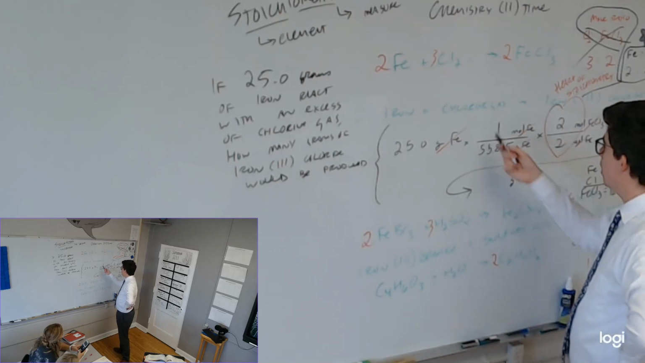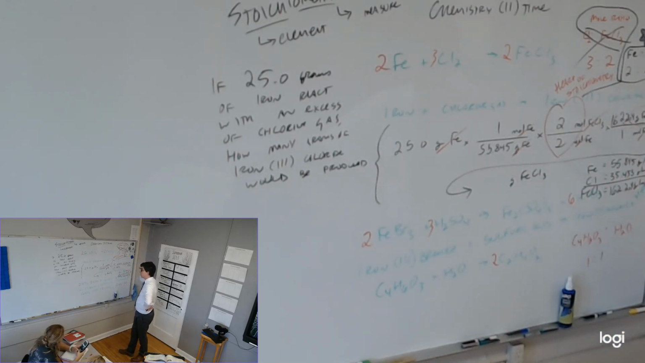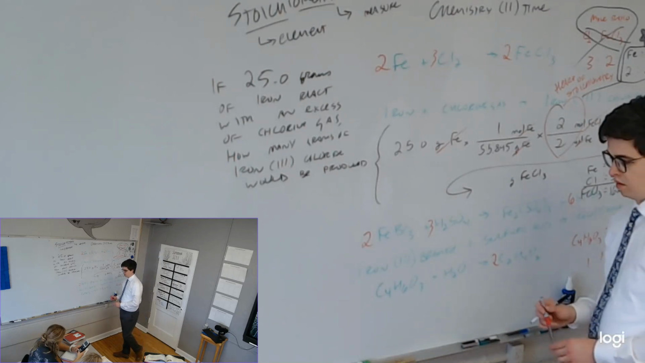25 divided. Multiply by everything on top, divide by everything on the bottom. Make sure you have separate steps for your divisions. What is this? It's 1, so don't always leave it out. But if it's the same thing over the same thing, you might as well leave it out of your math. So basically it's 25 times 162.204 divided by 55.845. Okay?